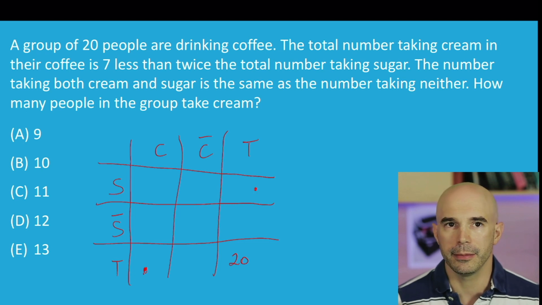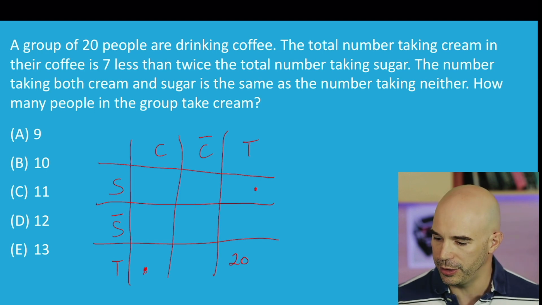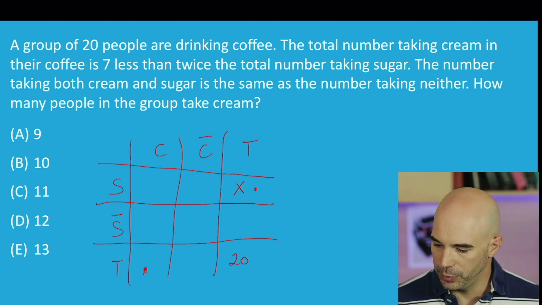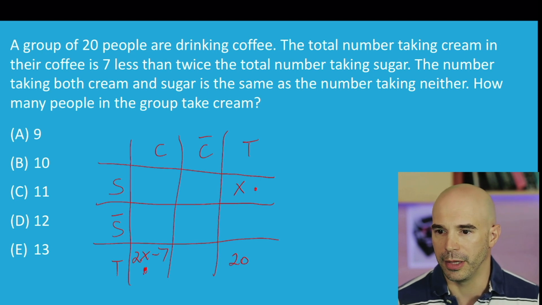And I think it's time to start introducing some variables. You know, I'm not a fan of algebra on this test, but I think it can't be avoided here. So if I were to say that the number here is x, then twice that would be 2x. And we know that this is 7 below that, so 2x minus 7. That's what goes in there in the bottom left.